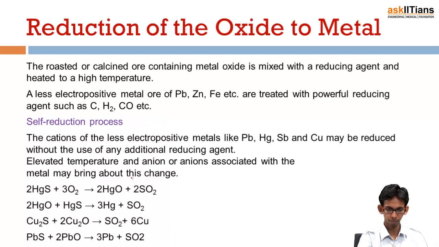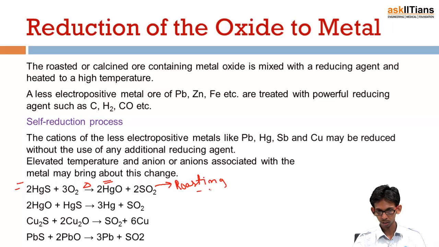You can see here, this is mercury sulfide heated with oxygen. Simply heating, we get oxide. We know this is called roasting. In the next step, what is formed reacts again with sulfide, the reactant, to form mercury. So it is actually a self-reducing method.